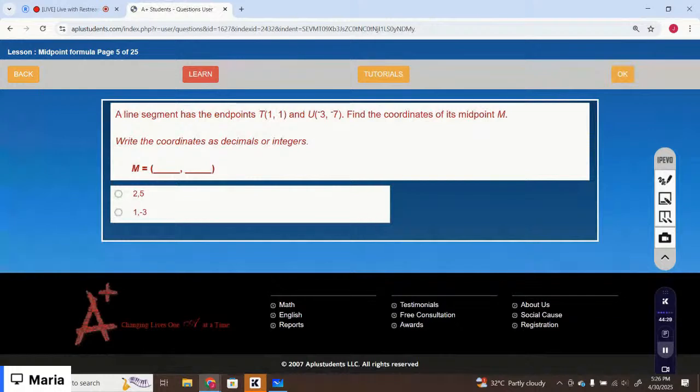A line segment has the endpoints 1, 1 and negative 3, negative 7. Find the coordinates of its midpoint M. Option number 2 is the correct option. That is 1 and negative 3.